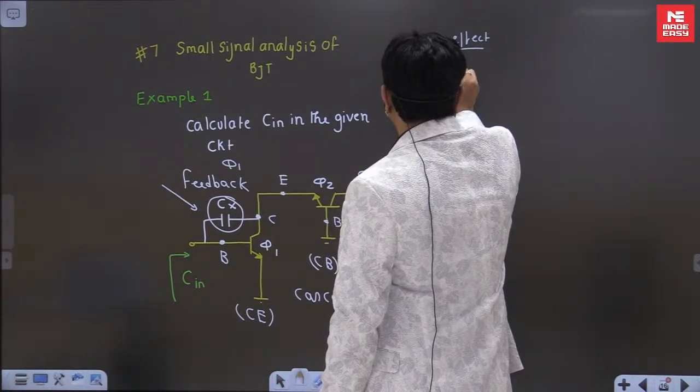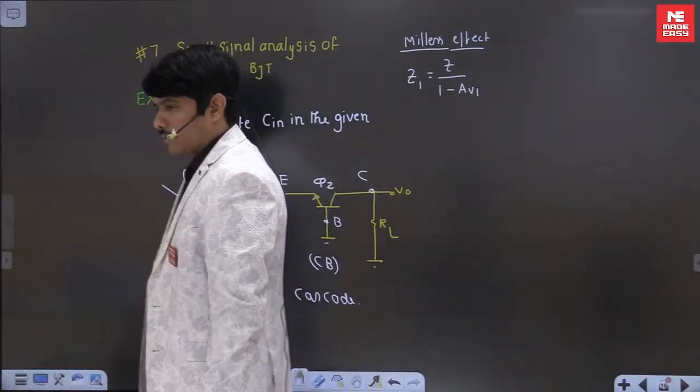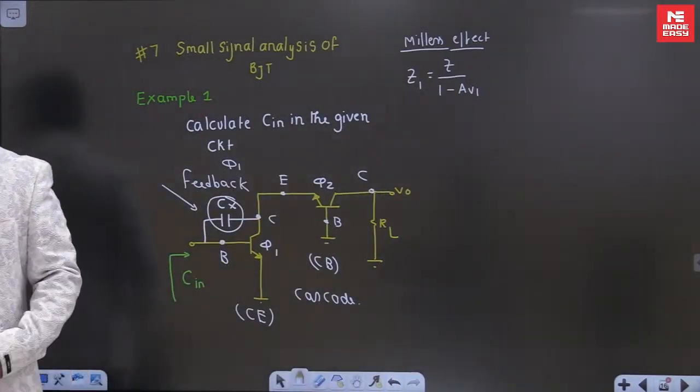If you apply Miller's effect, we have a formula here: Z1 will be equal to Z by 1 minus Av. Here Av is nothing but Av1, the first transistor gain we have to take.